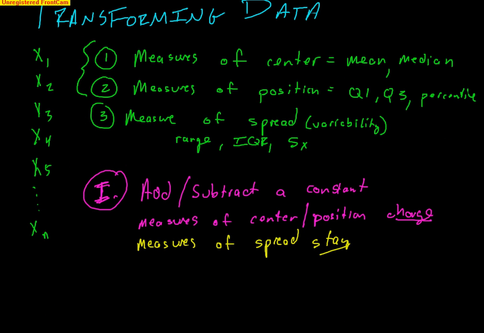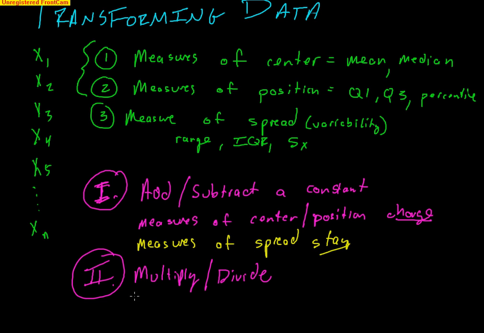However, the second way we could change data, the second way we could transform data, use a Roman numeral 2 there. The second way to transform data is to multiply or divide. And if I multiply or divide, everything changes. I'm just going to say that. Everything changes. I'm not even going to separate it.